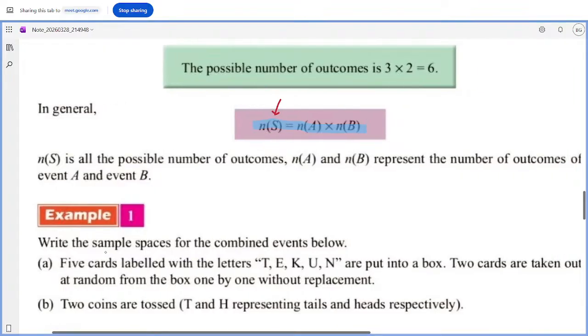Clear? Okay, so now guys, you need to know how to write the sample space. In Form 4 Chapter 9 Probability, this is very important. You must know how to write the sample space. In this situation, you have 5 cards. Usually just assume for each question in this topic that it is multiplication. I will explain to you.